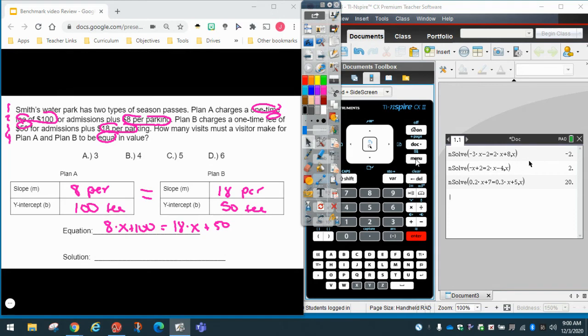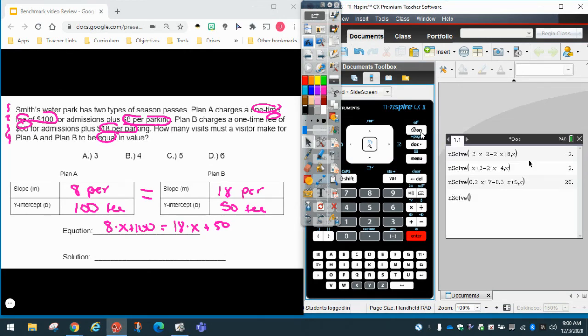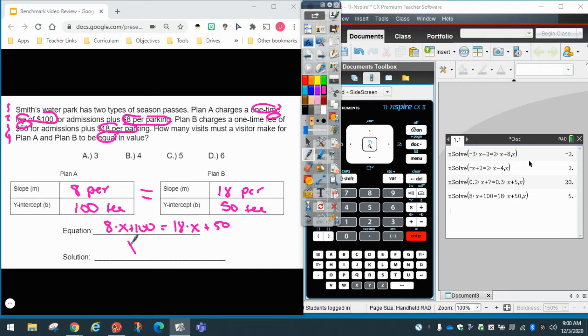So let's go to our calculator, menu, algebra, numerical solve. We have 8x plus 100 equals 18x plus 50, comma x. So there we have it. They will have an equal value when x is 5. So my answer is going to be letter C.